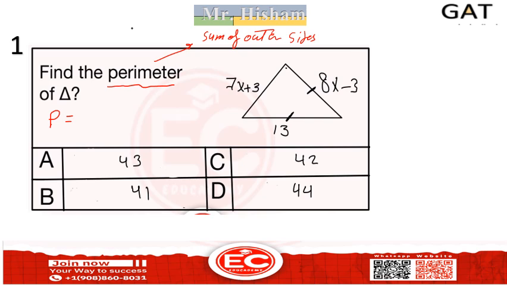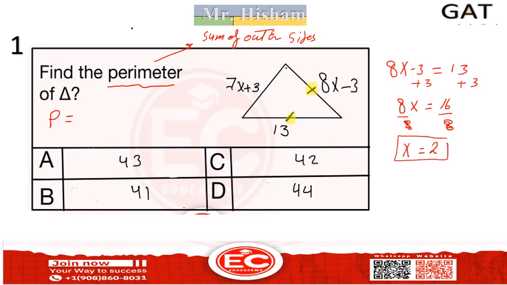It is given in the question that these two sides are equal. From these two sides being equal, I can figure out that 8x minus 3 is equal to 13. By adding 3 to both sides, 8x is equal to 16. By dividing both sides by 8, sorry, x is equal to 2.